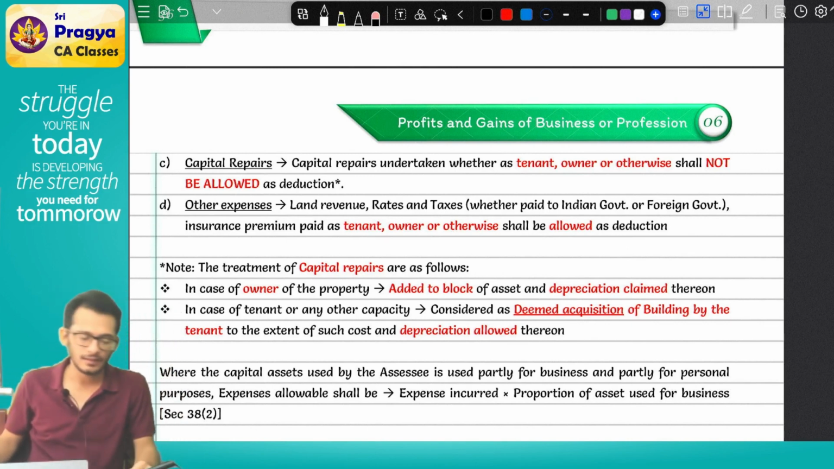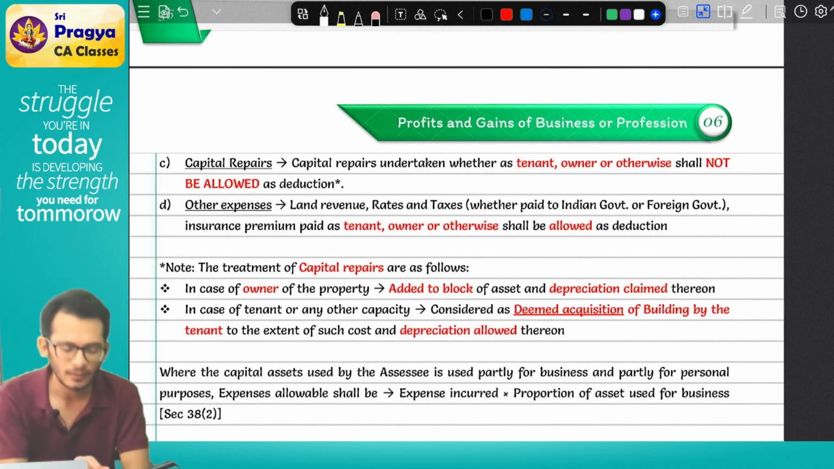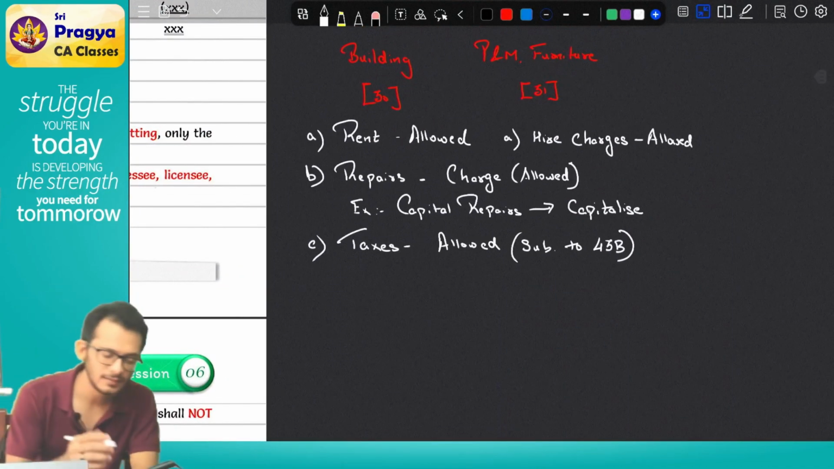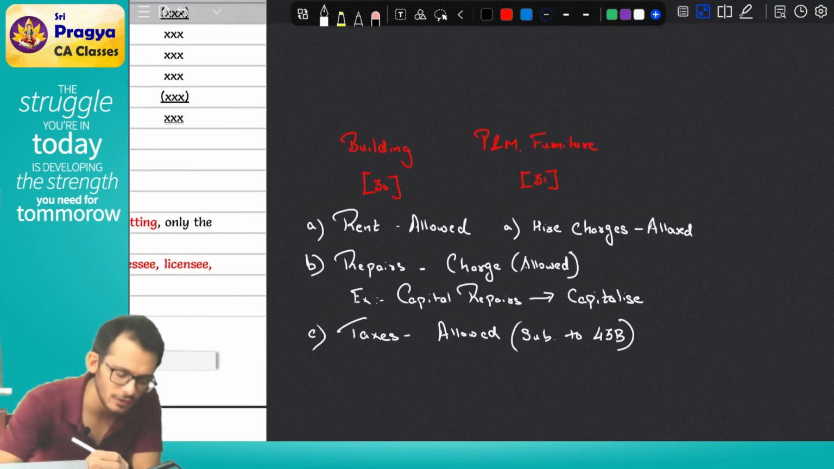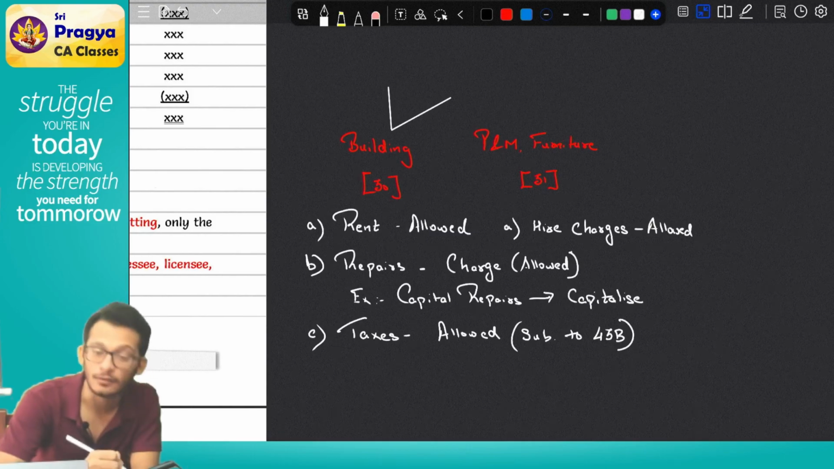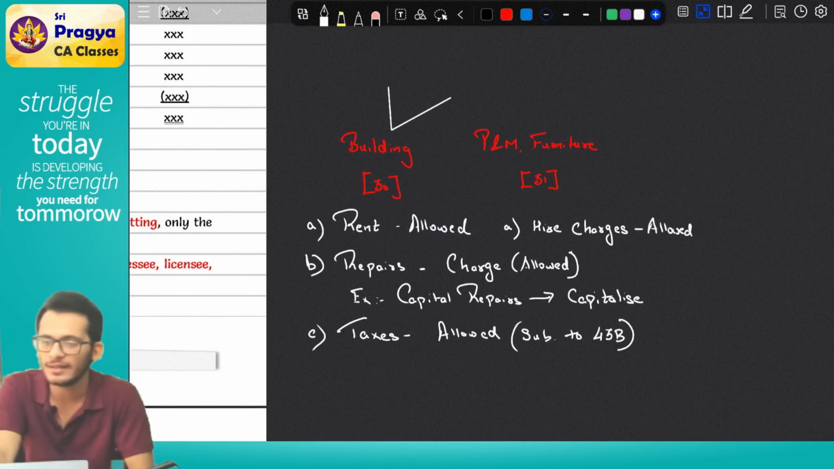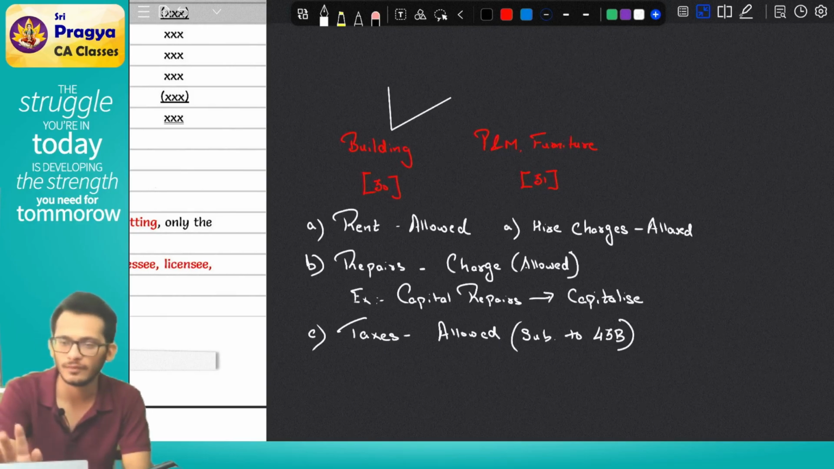Yes. This is what the section simply says. Now, the reason is that you have a building and you have plant and machinery. This building, you are using it for your personal purpose and also for office purpose. Basically, you are living in that house, but in one part of a room you are conducting your office.